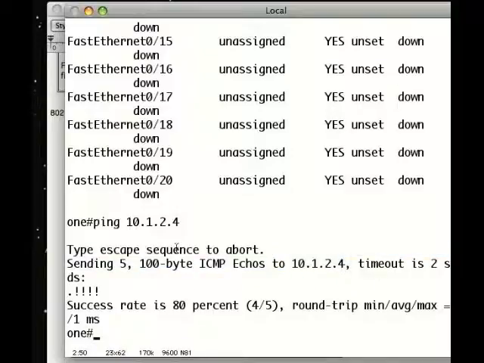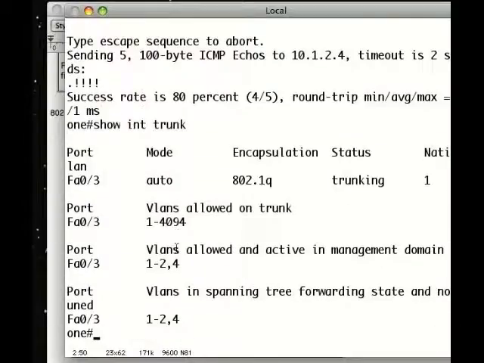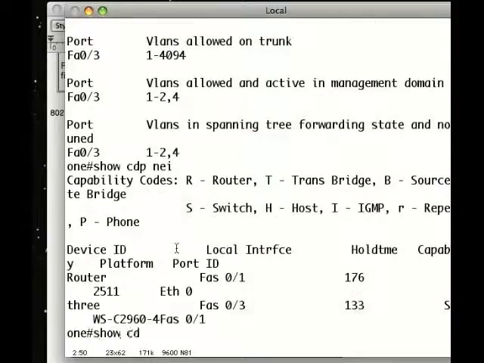So let's see. I got a trunk up. Show int trunk. Show CDP neighbor. Show CDP neighbor fast 0/3 detail.